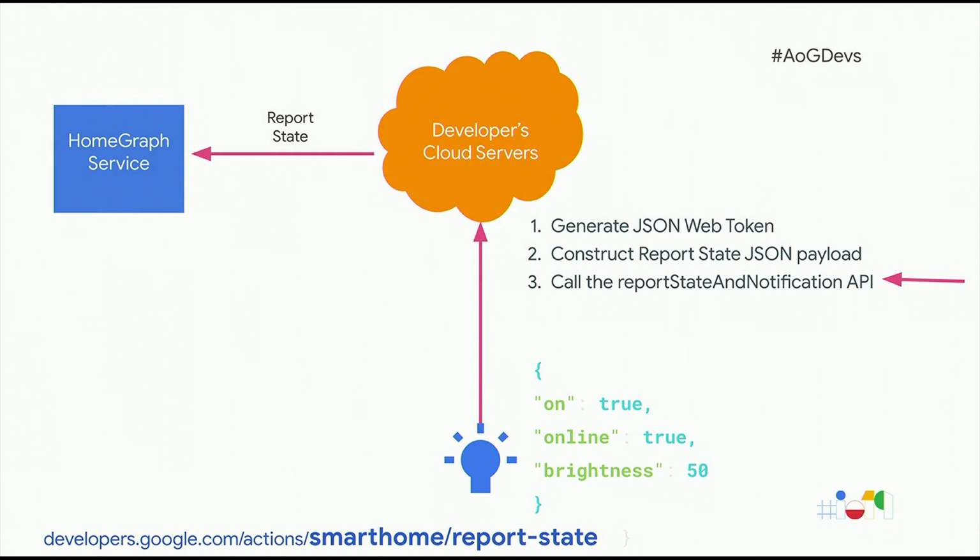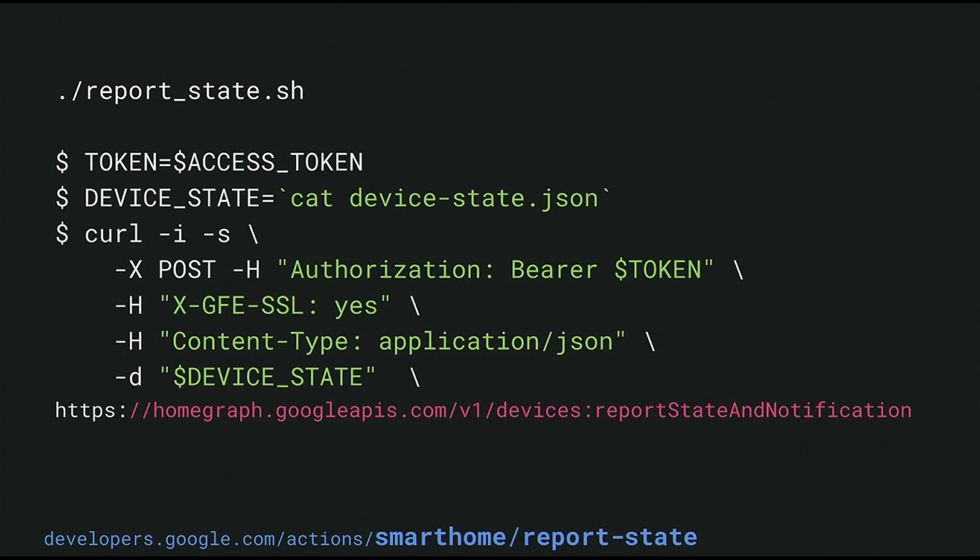And finally, let's call the report state and notification API. Let's take a look at this in the form of a curl command, which is very straightforward. The token goes into the authorization header as a bearer token, and the body becomes the report state JSON payload that we just created. You make a simple POST call to the Home Graph report state and notification API. And that's it. At that point, all your smart displays, visual displays, and Google Home app should show you the latest state for your devices.